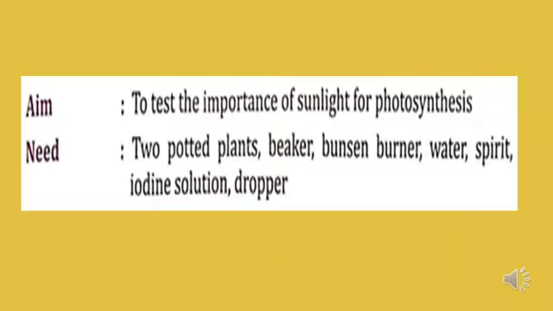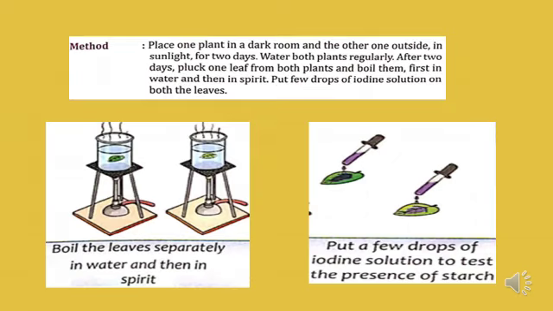So, to test the importance of sunlight, we need 2 potted plants, beaker, Bunsen burner, water, iodine solution, spirit and dropper. After collecting the required things, place one of the plants in a dark room for 2 days and the other in sunlight. After 2 days, you will pluck one leaf from both the plants and try to do the iodine test.